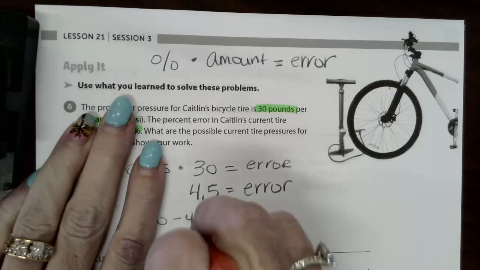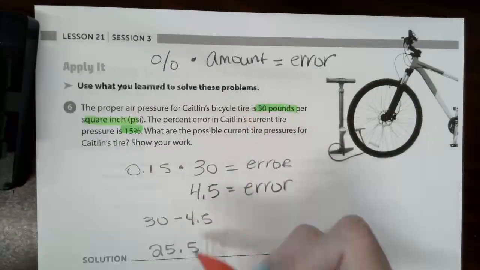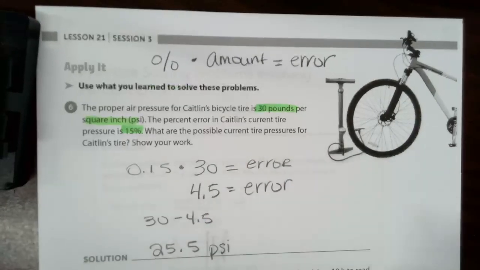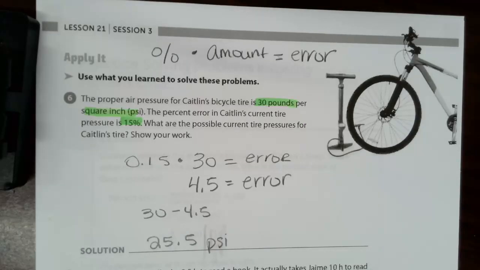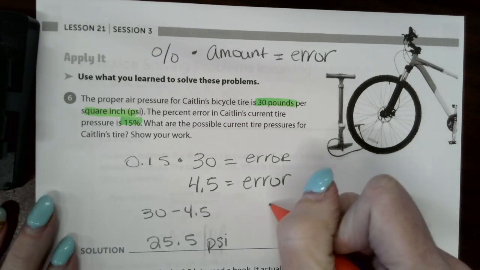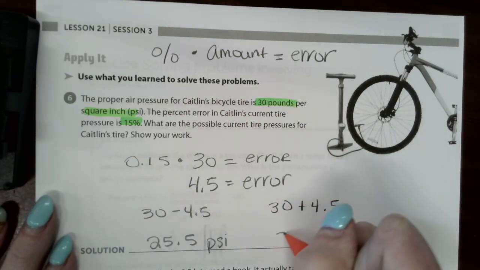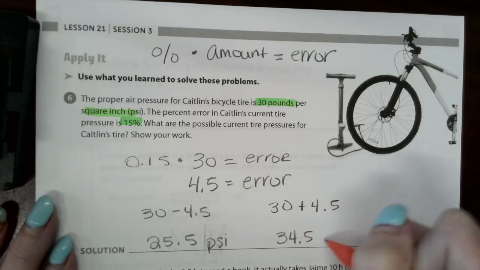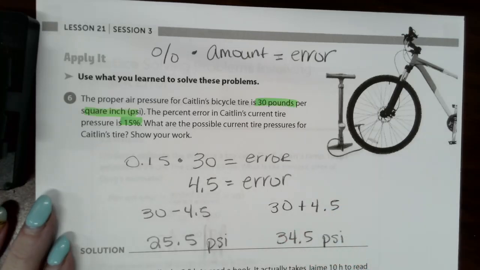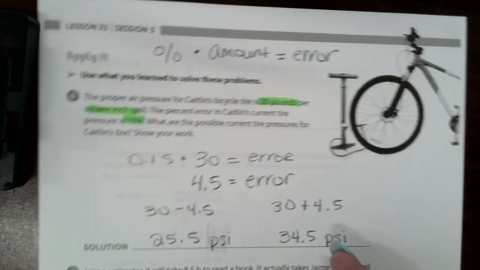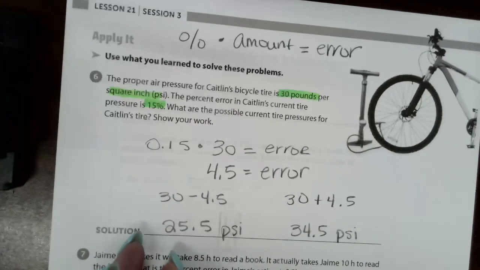I probably should write that as PSI. That means her tire pressure was off and it was lower than 30. Now you can also be off in the other direction. You can be more than. So then I would do 30 plus 4.5, and that would be 34.5 PSI. So that tells me I can be more than the 30 or less than the 30.